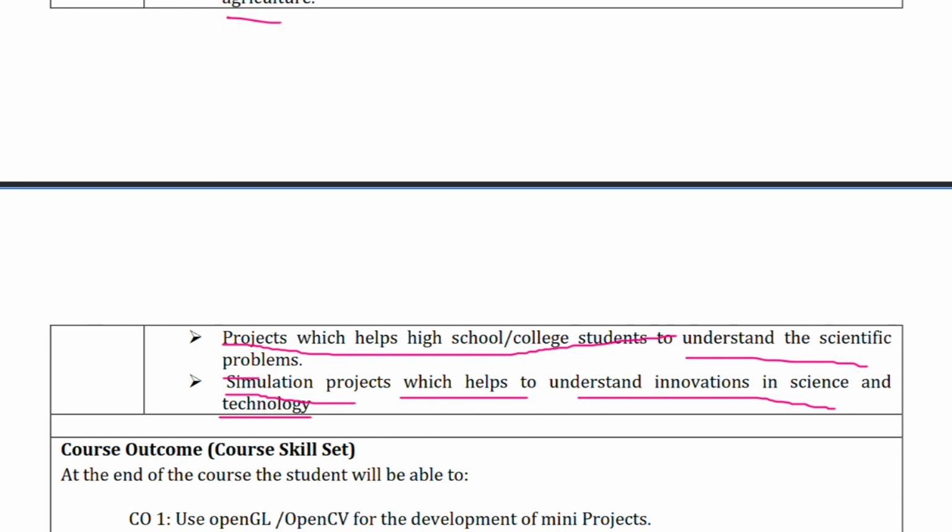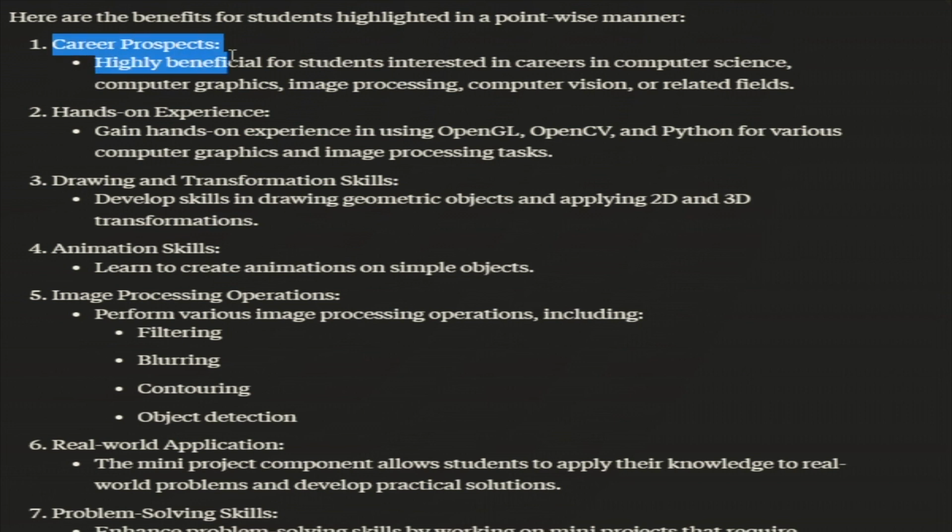Next, let us see the benefits for the students. This course is highly beneficial for students interested in pursuing a career in computer science, computer graphics, image processing, computer vision or related fields. By completing this course, students will gain hands-on experience in using OpenGL, OpenCV and Python for various computer graphics and image processing tasks. They will develop skills in drawing geometric objects, applying transformations, creating animation, and performing various image processing operations such as filtering, blurring, contouring, and object detection.